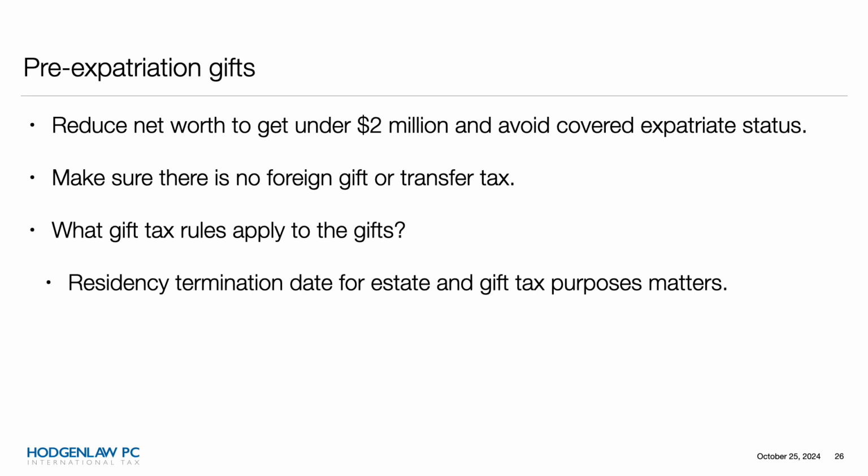So if someone wants to make a gift to reduce their net worth to get under $2 million, first of all, you want to make sure there's no foreign gift tax or transfer tax, but you also need to look at what U.S. gift tax rules apply to the gifts. And this is where the residency termination date for estate and gift tax purposes is going to matter.